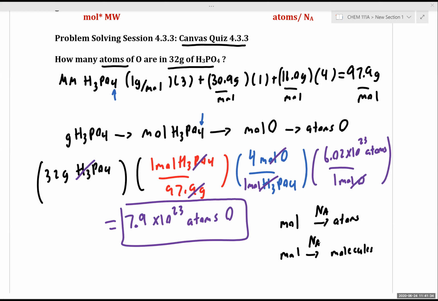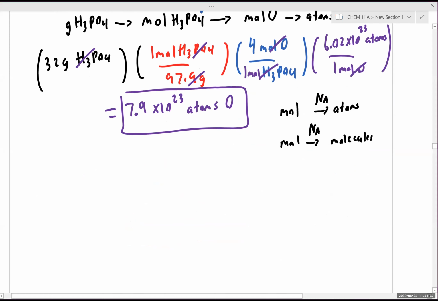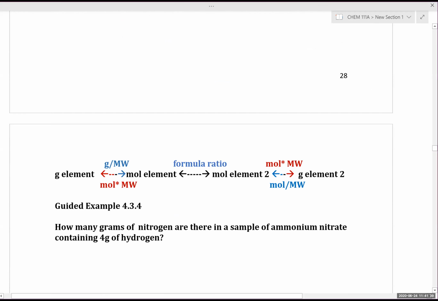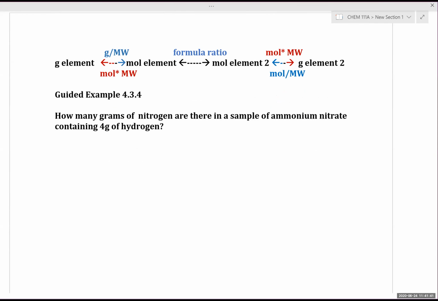Perfect. So let's do a few more examples. So this time, this is known as an equivalency problem. In this case, we're relating the grams of one element to the grams of another element. So to do this, we're going to need to figure out a relationship between the moles of each of our elements using our formula ratio. So let's show how this would work in practice.